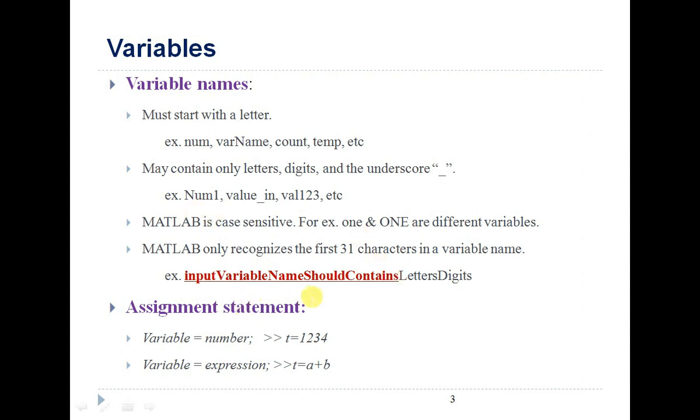Then a variable should be assigned some value or expression, followed by the equal to sign. We set the variable name equal to some number. For example, t equals 1, 2, 3, 4, so this value is set to the variable t. In MATLAB, the assignment is done from right to left, so the right hand side value is assigned to the left hand side variable name. The same applies for an expression: t equals a plus b, so the outcome of the a plus b operation is stored in variable t.